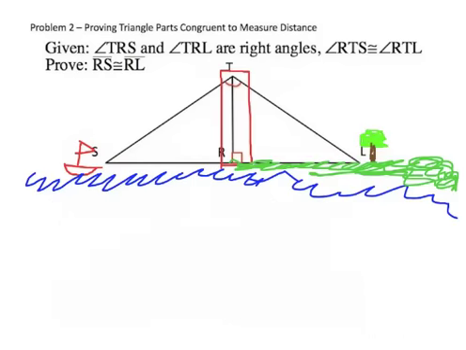are congruent, which means that now we know that the distance between our ship and the tower is the same as the distance between our landmark or our tree and the tower.